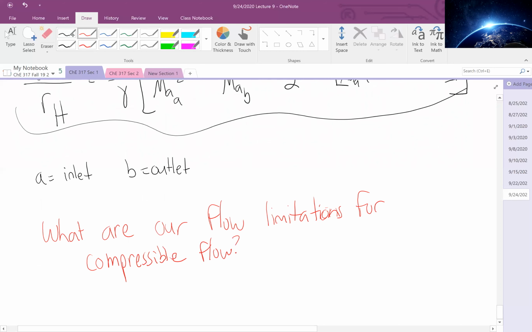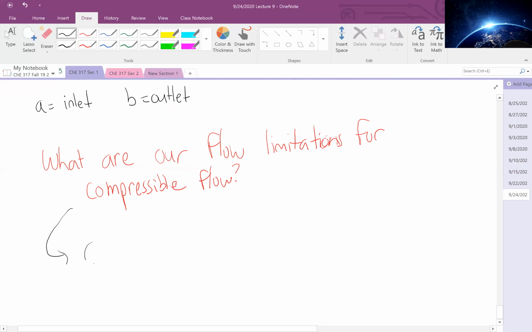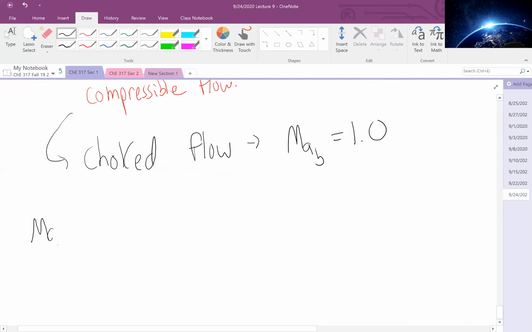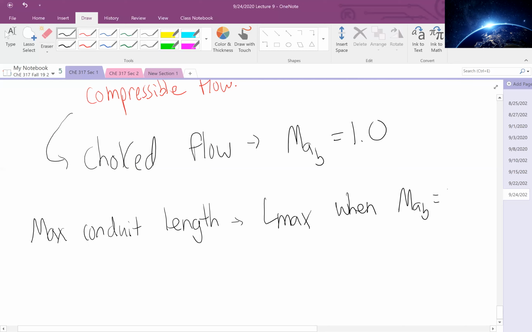And so when I consider our flow limitations, the big thing that always comes to mind is when we run into an issue with choked flow, which for a given system is going to occur when, for any secondary point, that Mach number becomes unity. And so what we can identify is our max conduit length, which tells us what is L max, which results in our outlet existing just at choke flow.